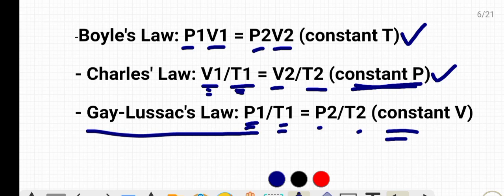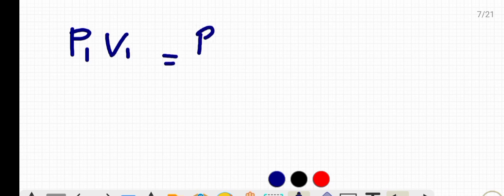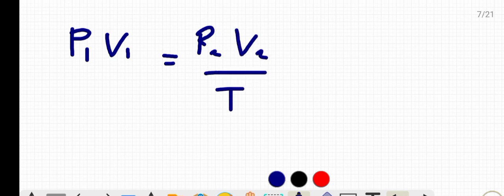Having understood what we have here, I'm going to expose you to this expression, and that is P1 V1 over T1 is equal to P2 V2 over T2.